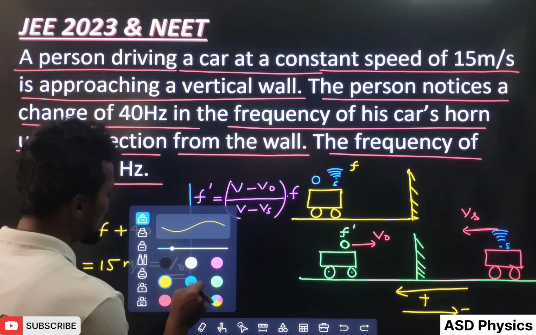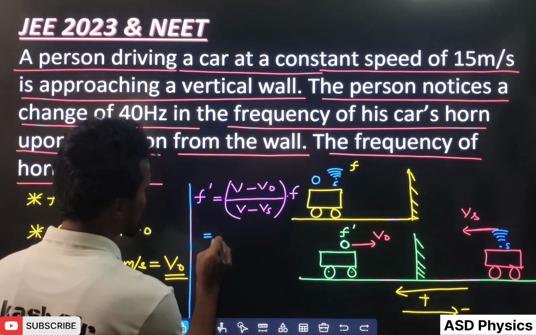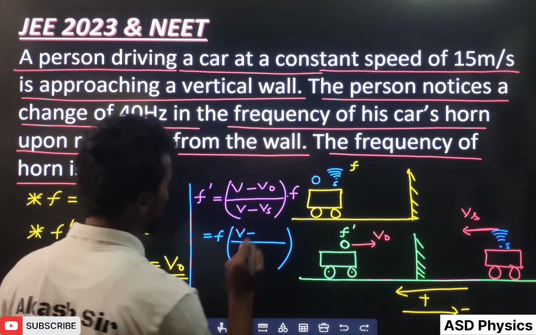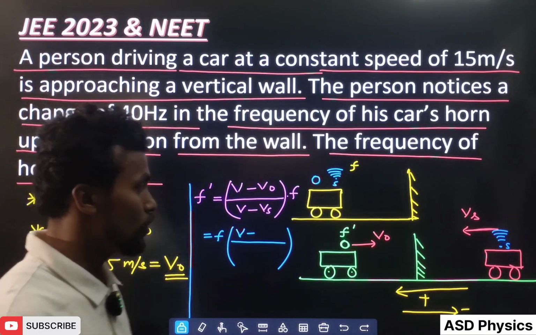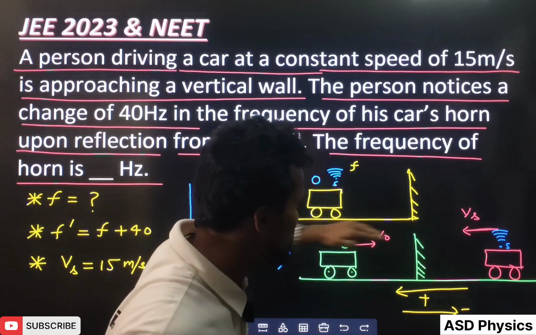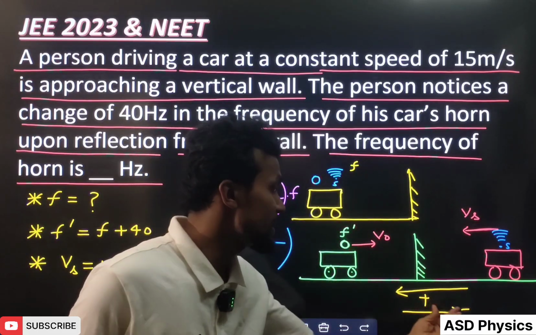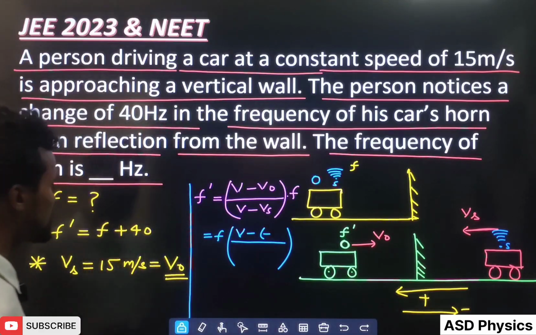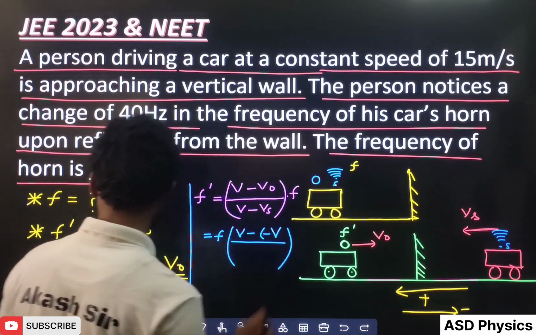So based upon that we'll put the values here. Remember, students, this is F, and here, kindly see very well, this is V minus the velocity of the observer. Velocity of the observer is on this side, the right side, and the right side is what? Minus. That means I will write minus here.